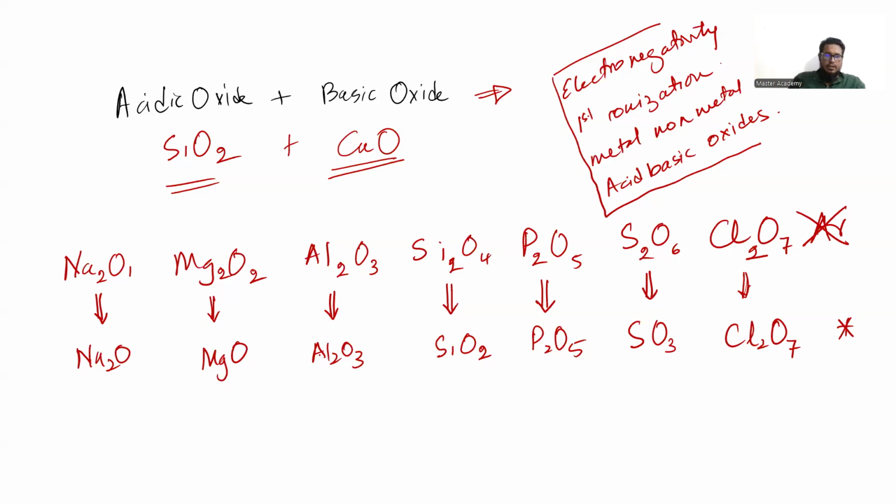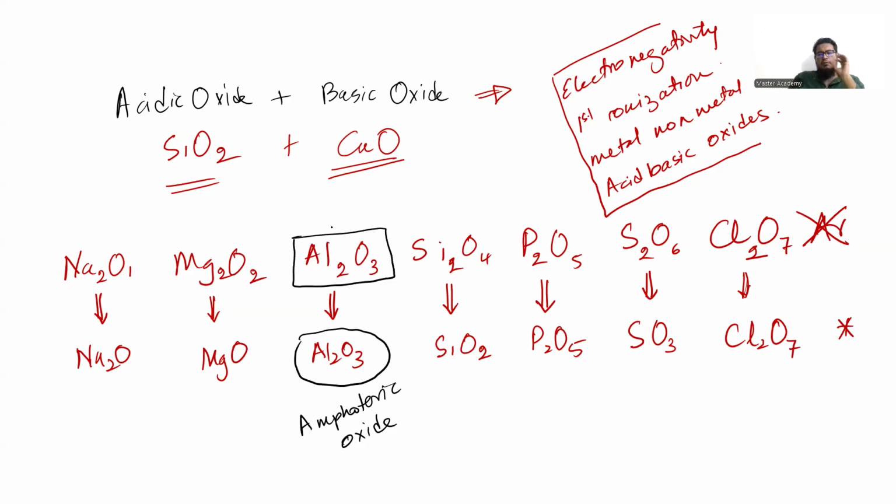Okay, so now I'll tell you how to identify acidic basic. Here they have said this fellow is a special fellow. He shows both acidic and basic properties, so he gets a special name, amphoteric oxide. He has both acidic and basic property. This is a special O-level question. Commonly in many O-level past papers you can see: what is this, Al2O3, what is the amphoteric oxide.